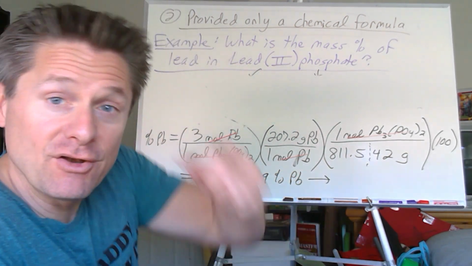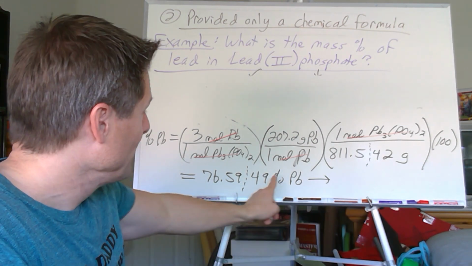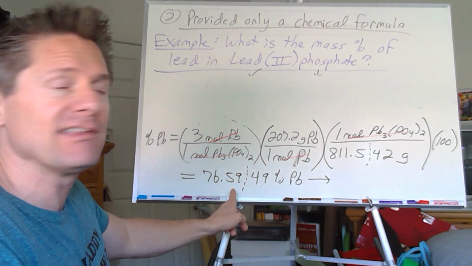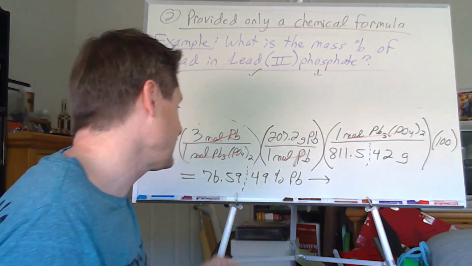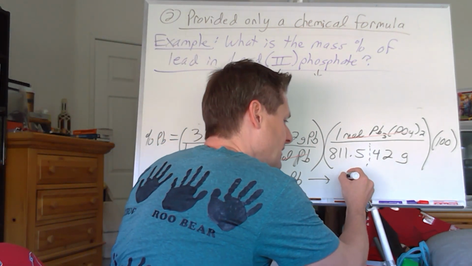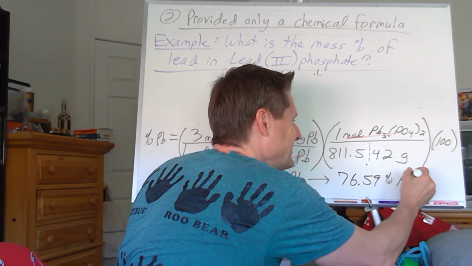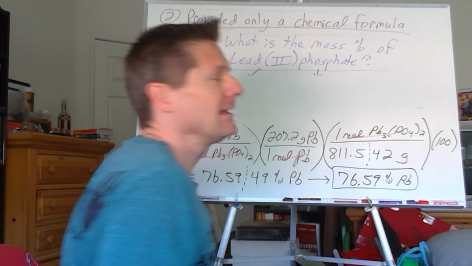76.5949% lead. Good to 4 significant digits. We're going to round that. That's close to halfway, but not quite. It's less than 5. So it's closer to 76.59 than 76.60. So that's going to go 76.59% lead in lead 2-phosphate.